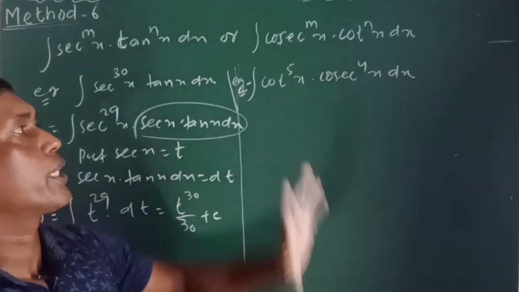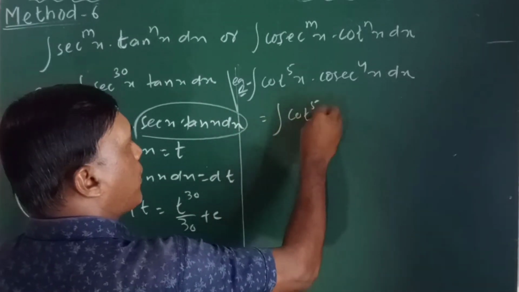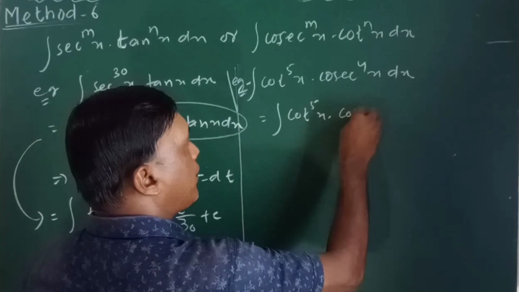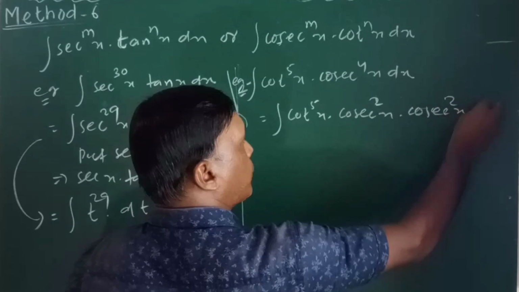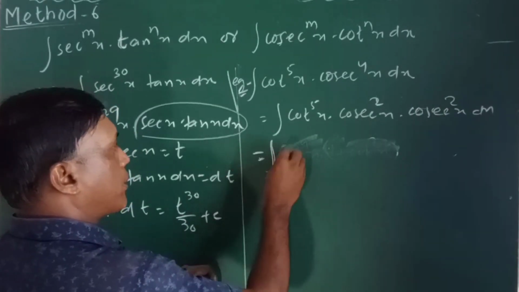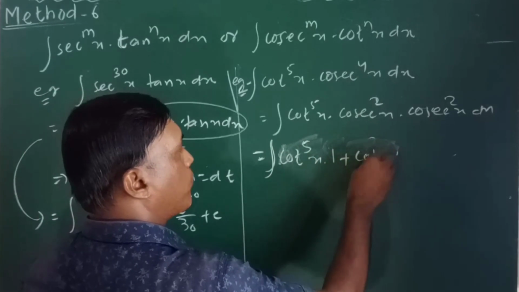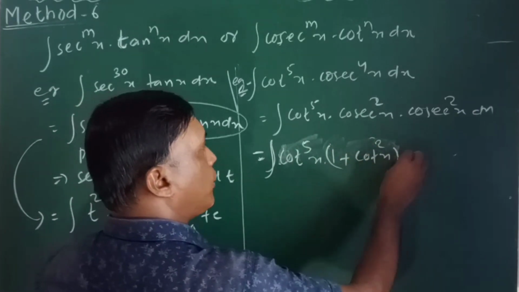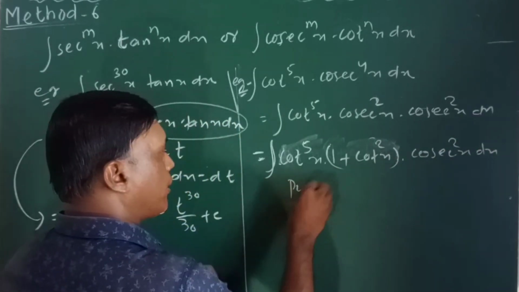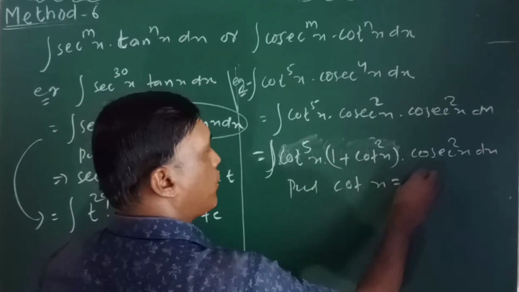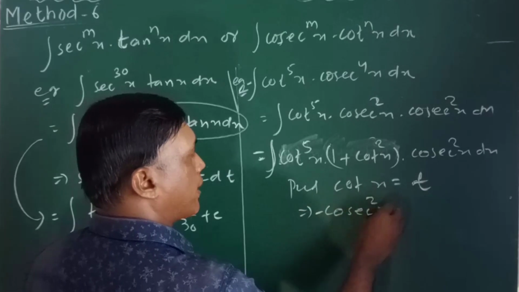And here is cot to the power 5 into cosec to the power 4. Now look at here, cot to the power 5 x, and this cosec to the 4 can be written as cosec square x into cosec square x. So this is cot to the power 5 x, and this cosec square is 1 plus cot square x, into cosec square x dx.